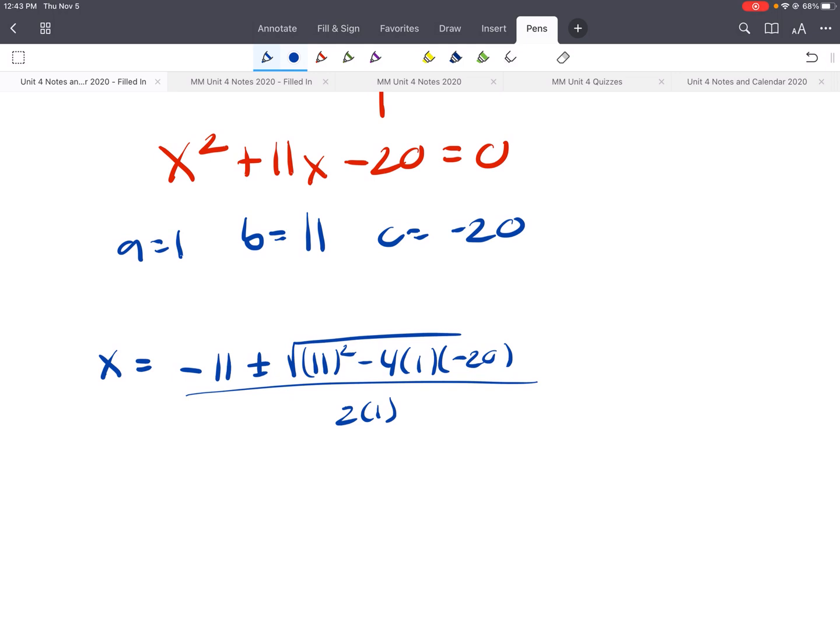All right, so again, to simplify, we'll simplify what's inside the root, so the discriminant. That's 11 squared minus, and always put in the parentheses, just how you write it, even if you think you got it. So negative 4 times 1 times negative 20. So that gave me 201. So x equals negative 11 plus or minus the square root of 201, over 2. Okay, and 201, I'm just going to tell you, is prime, so we can't simplify that.